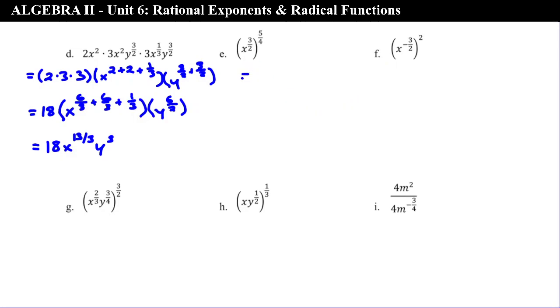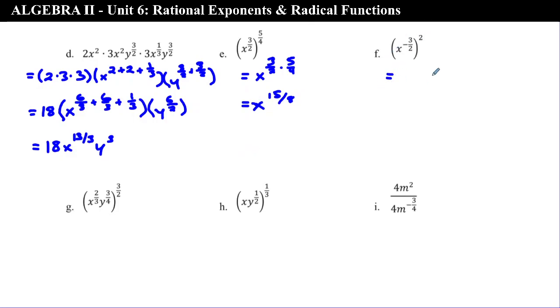All right, let's check out E. Now we're doing power to a power. This is even easier because when you do power to a power, you multiply the powers. So you're going to have x to the 3/2 times 5/4. And when you multiply fractions, you just multiply across. 3 times 5 is 15. 2 times 4 is 8. So you have x to the 15/8.